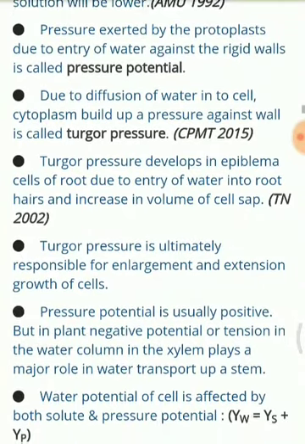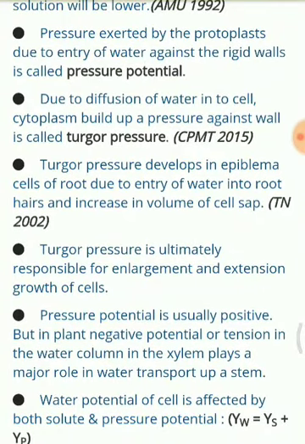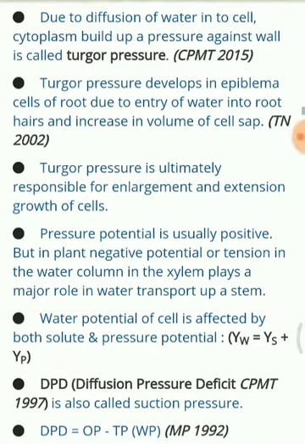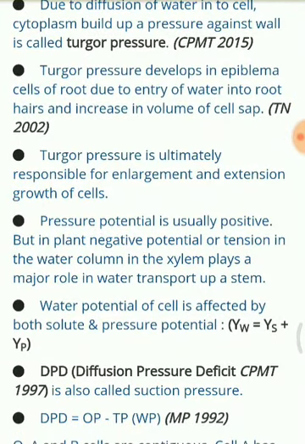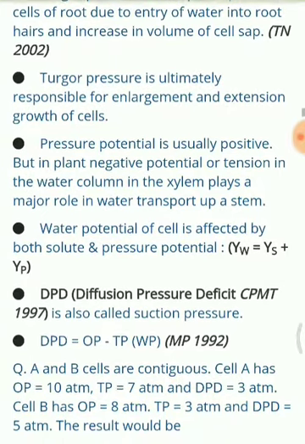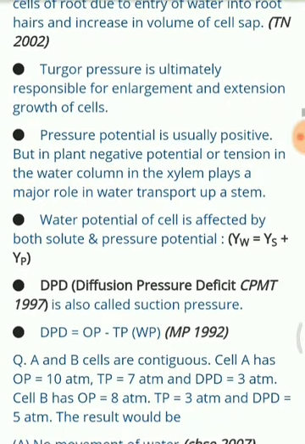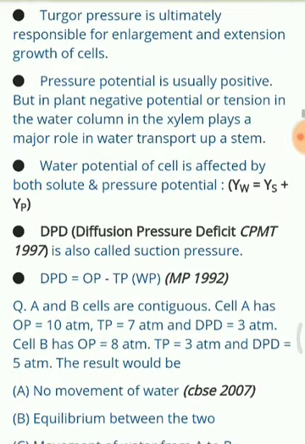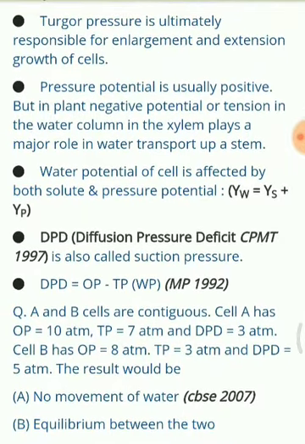Pressure exerted by the protoplast against the rigid wall, resisting the entry of water, is called pressure potential. Due to diffusion of water into the cell, the cytoplasm builds up a pressure against the wall. It is called turgor pressure. Turgor pressure develops in the epidermal cells of the root due to entry of water into the root hair and increase in volume of the cell sap. Turgor pressure is ultimately responsible for enlargement and expansion of the growth of cells. Pressure potential is usually positive, but in plants, negative potential or tension in the water column in the xylem plays a major role in water transport up the stem.